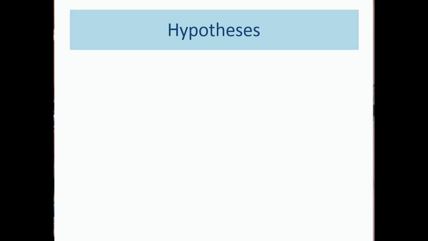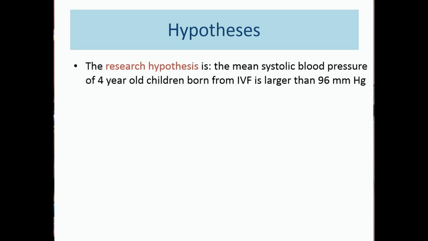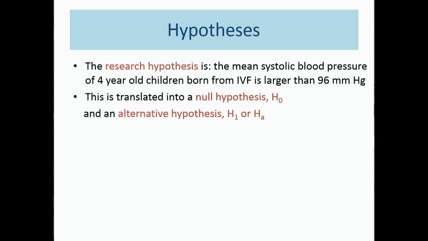To formalize this idea, we formulate a research question. We think that the mean blood pressure, mu, in the population of 4-year-old children born from IVF is larger than 96 mm mercury. For statistical testing, this will be reformulated in a null hypothesis and an alternative hypothesis.